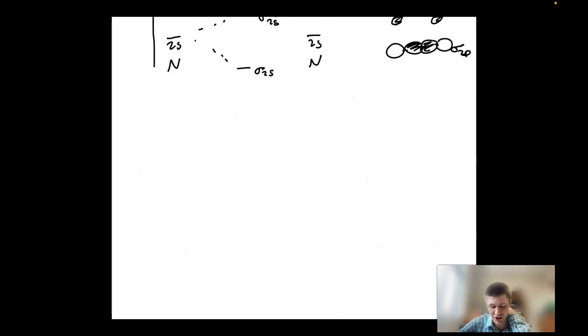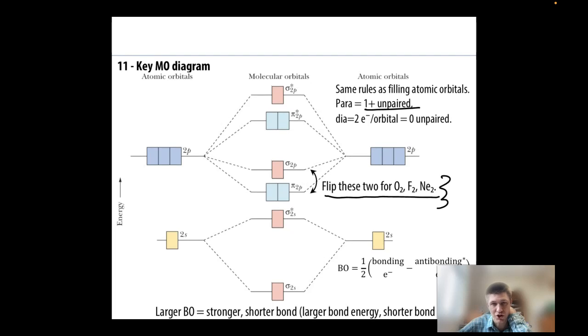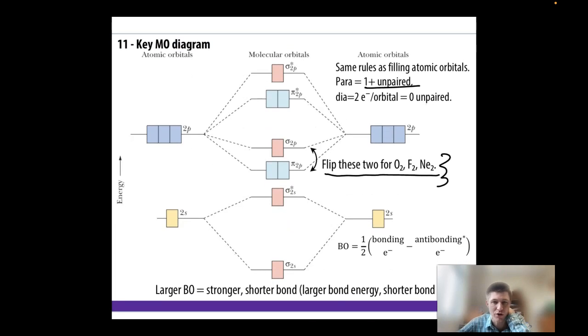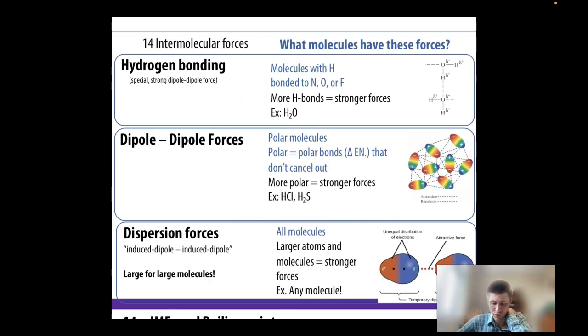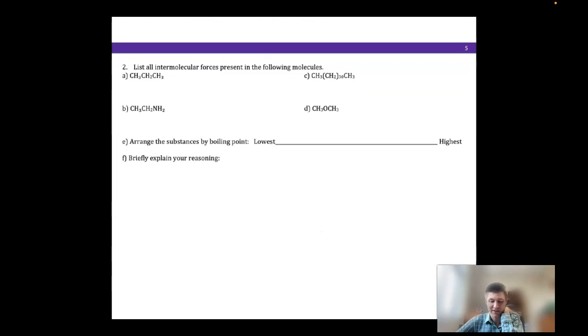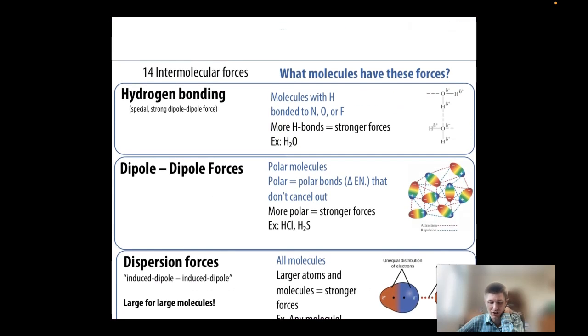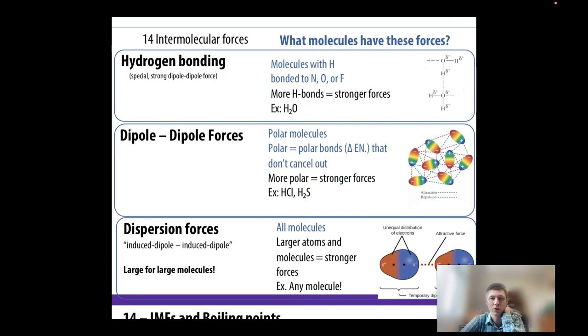Again, it all goes back to just knowing this picture and then what the bond order is, paramagnetic, diamagnetic, all of those key ideas. Okay, the next example problem I have is on intermolecular forces. So again, the key thing with intermolecular forces is knowing which molecules have each force. Again, for hydrogen bonding, we need to have an H bonded to N, O, or F.